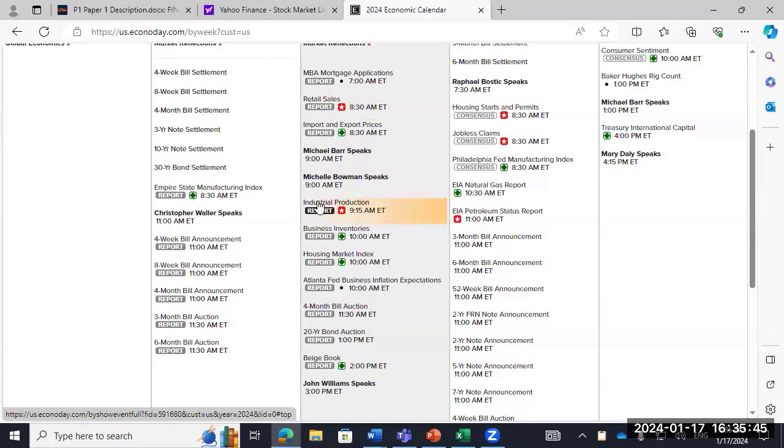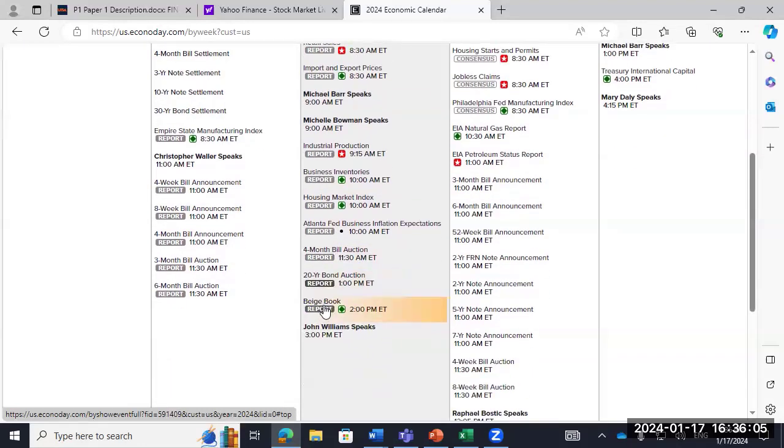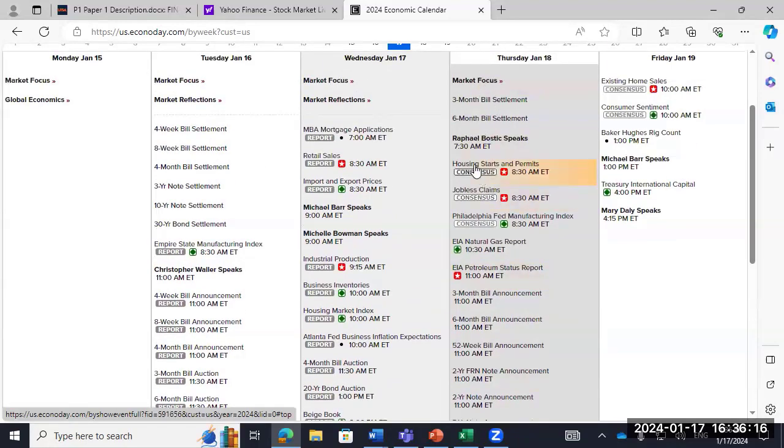Industrial production can be important. We're not as big of a manufacturing country as we used to be, so it's not as big a report, but it can be an important report. Inventories can be important, so there are some interesting reports out this week. The beige book can be important. The beige book is essentially the Federal Reserve telling you why they're doing things. It's kind of like their minutes, their meetings. Housing starts can be important.